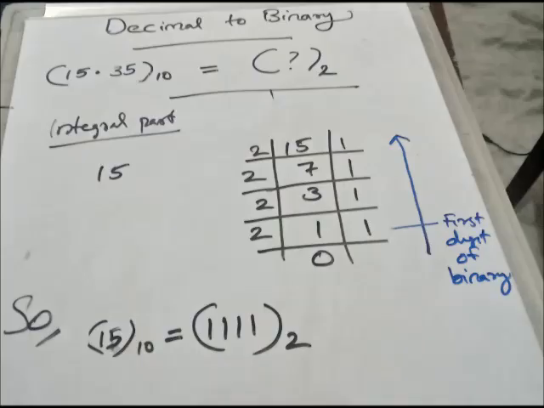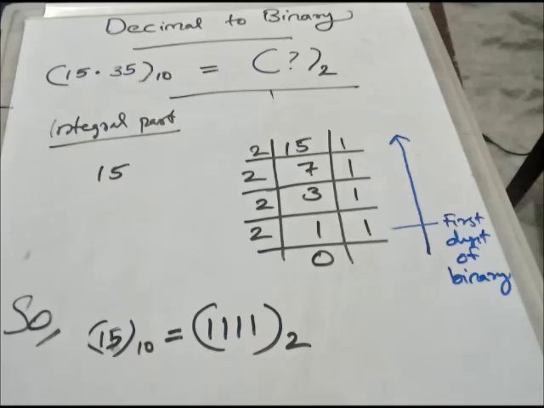So here is another question for you. Here we are going to convert 15.35 to binary. So the integral part is 15, the fractional part is 0.35, right? So the integral part is 15. Let's see how we convert the integral part into equivalent binary.